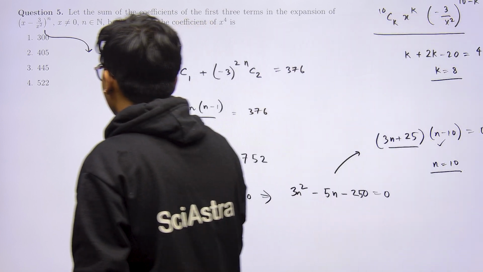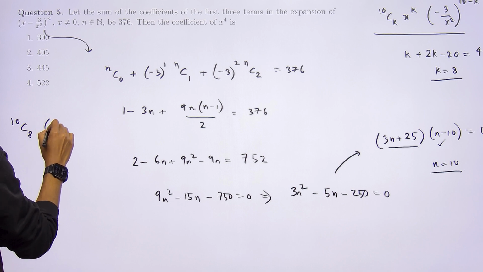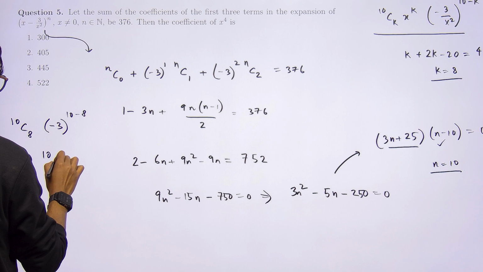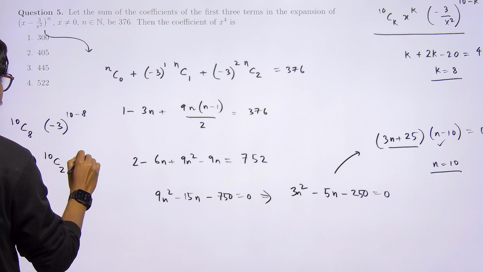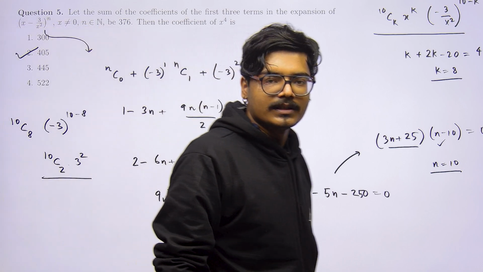So what is your required coefficient? The required coefficient is nothing but 10C8 times minus 3 to the power 10 minus 8, right? Which is basically 10 choose 8, or rather 10 choose 2 if you want. 10 choose 2 times 3 squared, which is nothing but 405. So your right answer is option 2, which is 405.